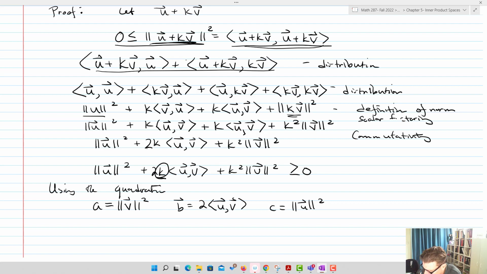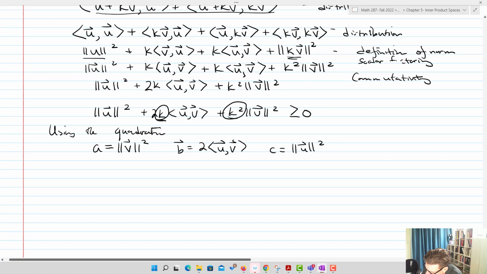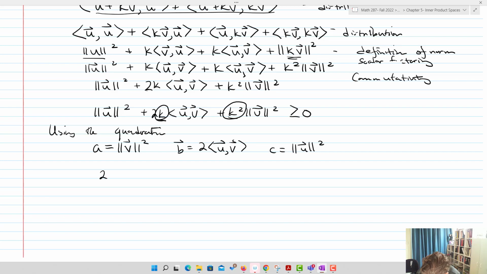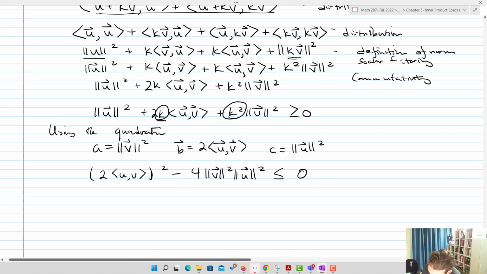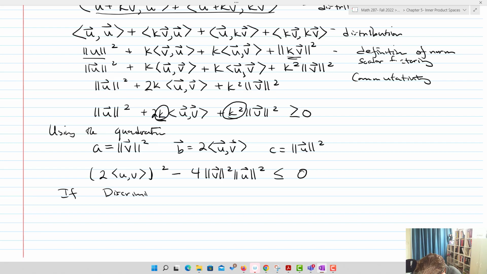Just think about k being my variable, some arbitrary variable. Since that's going to be greater than or equal to 0, my discriminant, b squared, so (2uv) squared minus 4 times the magnitude of v squared times the magnitude of u squared, must be less than or equal to 0.